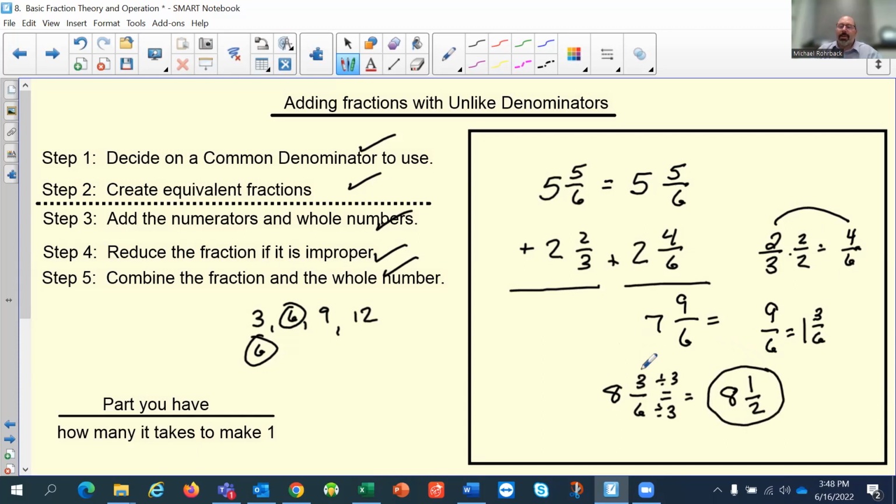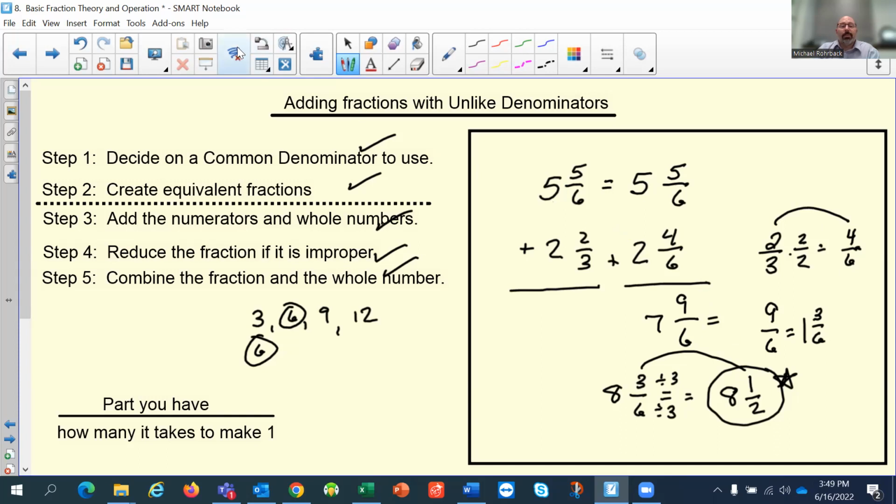And remember, 3/6 and 1/2 is the same number. It looks different, but if you have 3 parts out of 6, you have half of something. This is the answer you're going to be looking for on your HISET test, 8 1/2. 8 3/6 is not going to be there because that one's simplified.